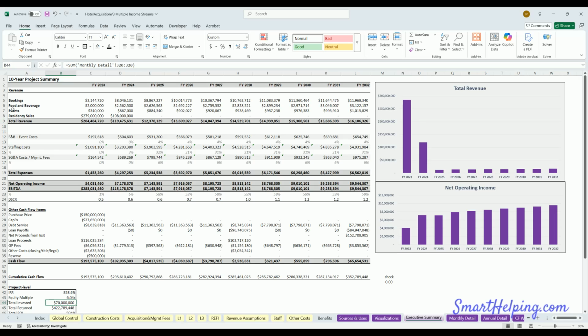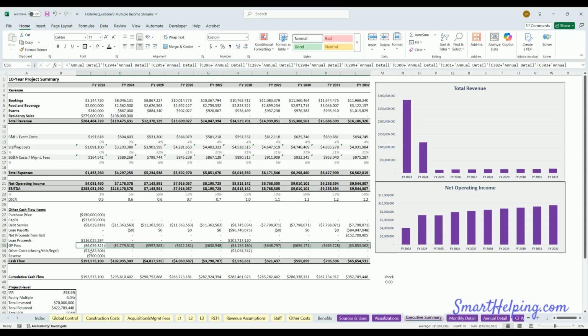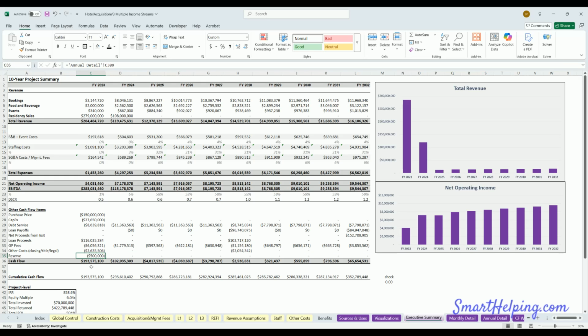I don't actually know if I went over the executive summary, but this shows each of the revenue streams, not annualized, but the annual amount of each. Your costs of the main cost items, total expenses, NOI, EBITDA, other cash flow items, purchase price, capex, debt service, loan payoffs, loan proceeds, GP fees, other costs, and then reserve, and then the project level returns, and some charts.